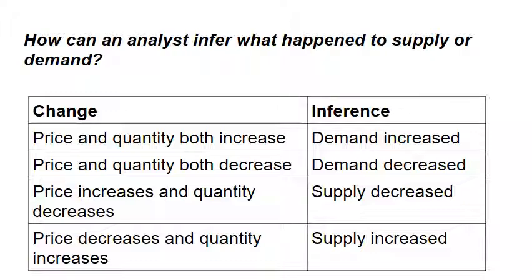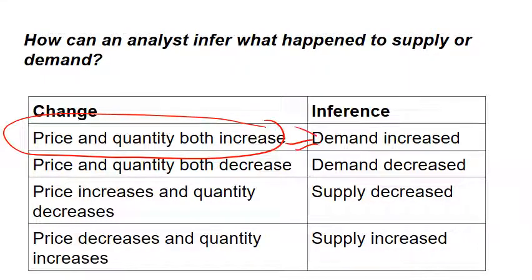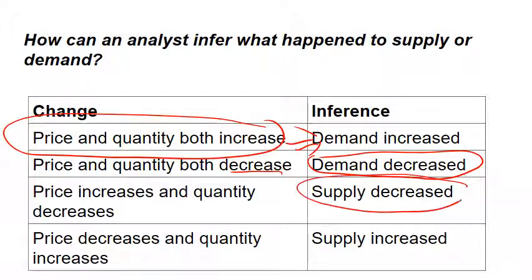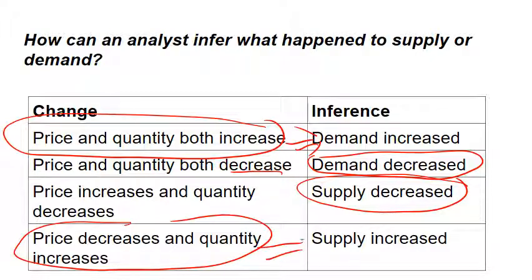Now you can sort of put two and two together. You can often figure out what is happening to a market by observing what happens to price and quantity. If both price and quantity go up, that's consistent with an increase in demand. When demand rises, both price and quantity rise. On the other hand, if they both decrease, that's consistent with a decrease in demand. If you see price rising and quantity decreasing, that's consistent with a decrease in supply. Or if you see price decreasing and quantity increasing, that is consistent with an increase in supply.